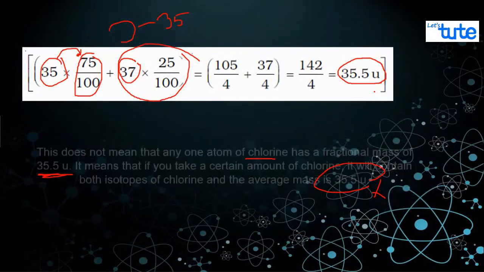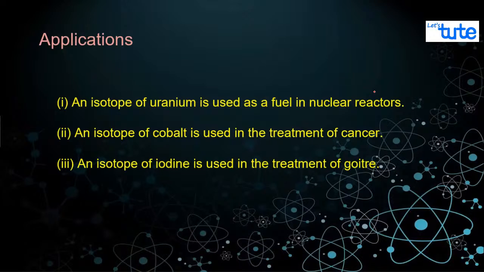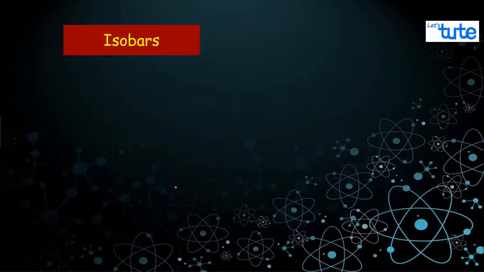After that, let's jump to isobars. But before that, let's look at some applications of isotopes. There is an isotope of uranium which is used as fuel in nuclear reactors. An isotope of cobalt is used for the treatment of cancer, and there is also an isotope of iodine which is used for the treatment of goiter. So these are three isotopes used for various purposes.